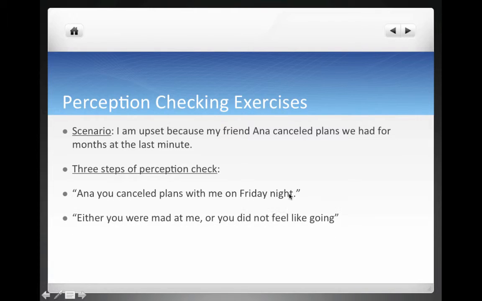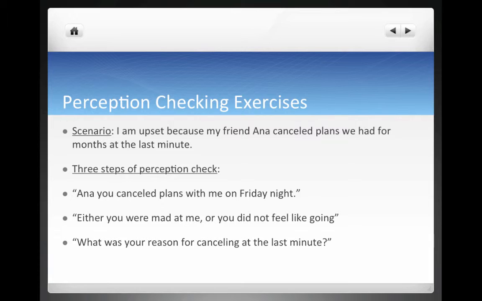Either you were mad at me or you did not feel like going. These are the 2 possible interpretations. They are both related and they are relevant to the topic. Either you were mad at me, that's interpretation 1, or you did not feel like going, that's interpretation 2. And then what's the last step? You ask for clarification. What was your reason for canceling at the last minute? So that's a perception check.